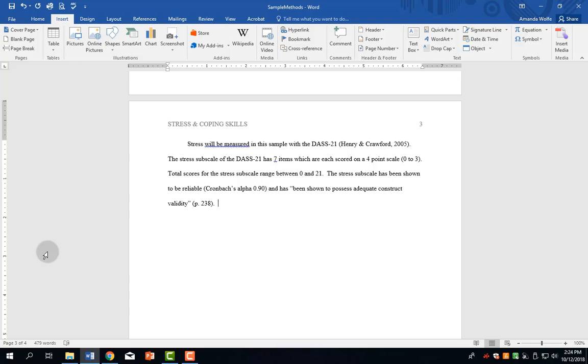It says that stress will be measured in the sample with the DAS-21, and I've cited that measure that I found. That the stress subscale has 7 items which are scored on a 4-point scale from 0 to 3, and that total scores for the subscale range between 0 and 21. I then say that the stress subscale has been shown to be reliable, and I put in the Cronbach alpha that was from the article, and has, quote, been shown to possess adequate construct validity, and I've cited that quote with a page number. Again, your reader would be able to look at this and know why you've picked the measure, which is that it's reliable and valid, and be able to basically map out in their head what kinds of scores to expect from this sample.